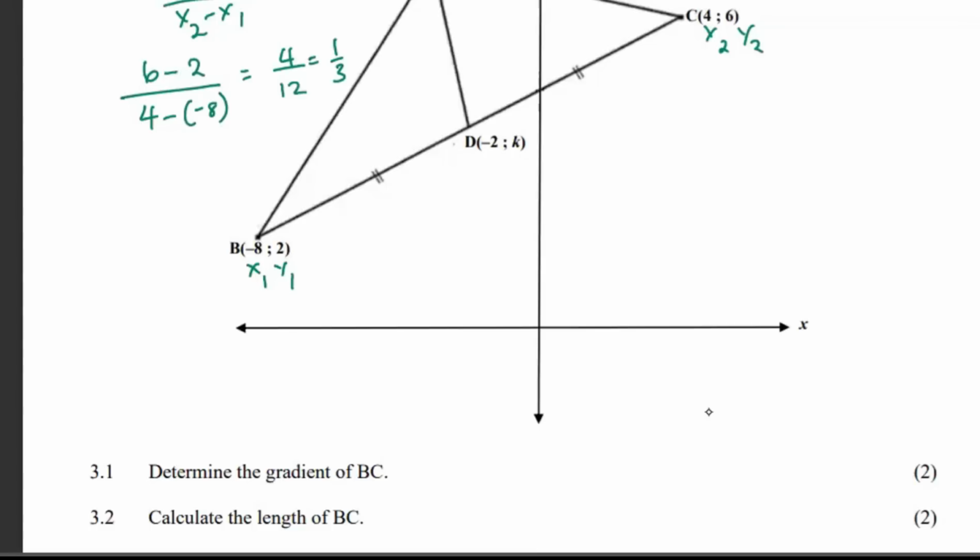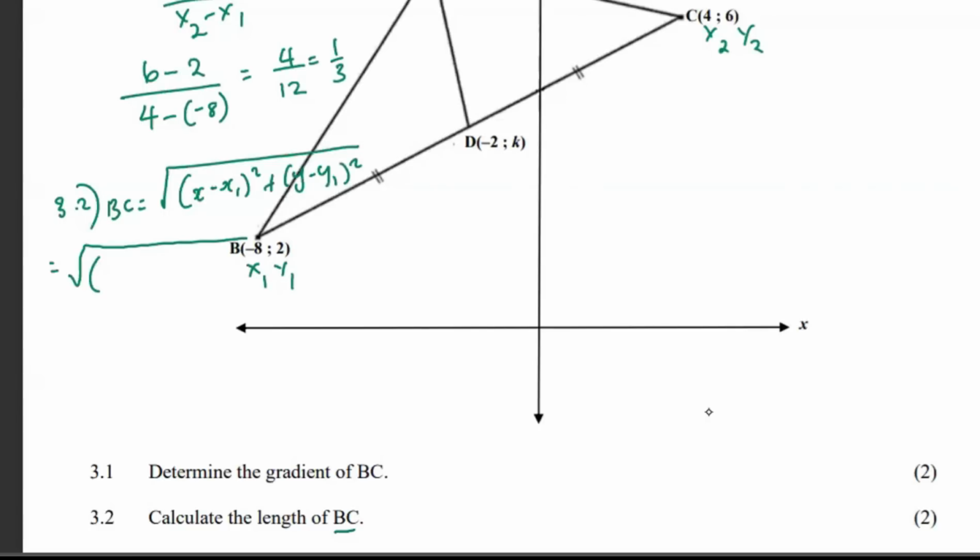Then 3.2, they want us to get the length of BC. So with the length, remember length is distance. So we need to apply the distance formula. So the distance formula is given as the square root of (x minus x1) squared plus (y minus y1) squared. Or you can say (x1 minus x2) squared and then (y1 minus y2) squared. So if we do the substitution, it's going to be the square root of, x, you can take 4, minus 8 squared. And then my y is going to be 6, minus 2 squared.